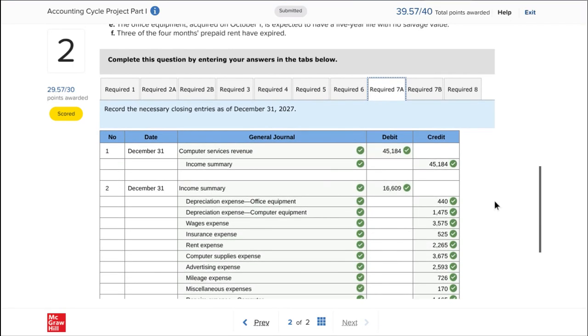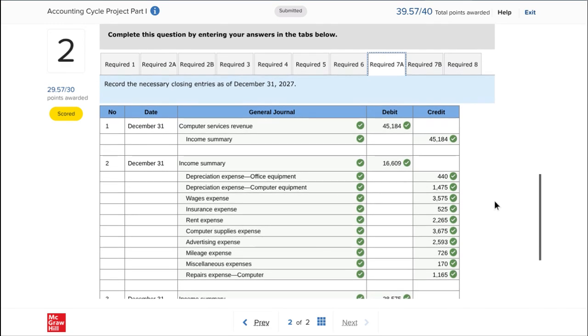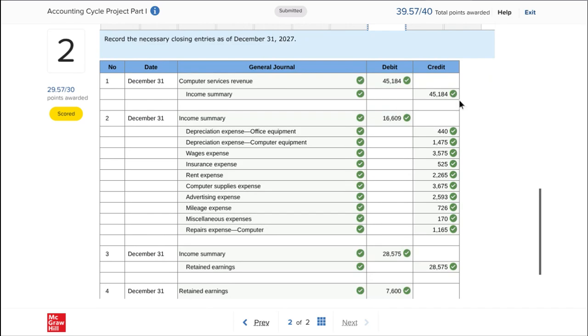After preparing the financial statements, the final step in the accounting cycle is recording closing entries. This is all these. This transfers the balances of temporary accounts to permanent accounts so that the company can begin the next accounting period with zero balances in revenue, expenses, and dividend accounts.